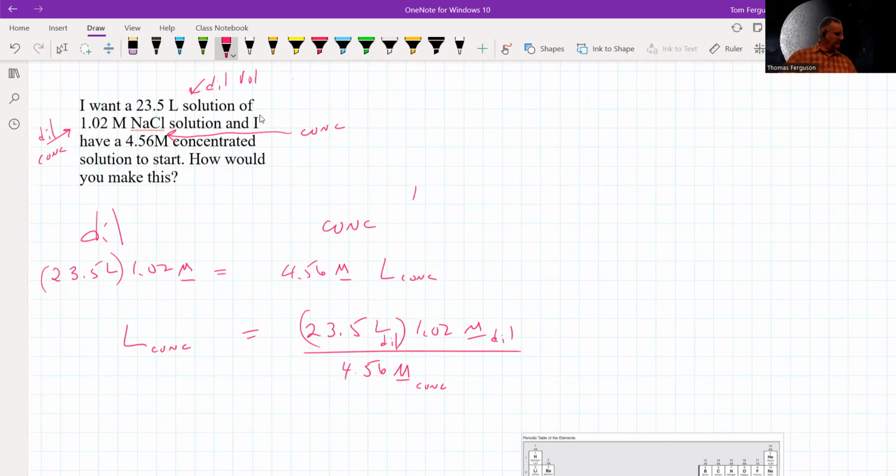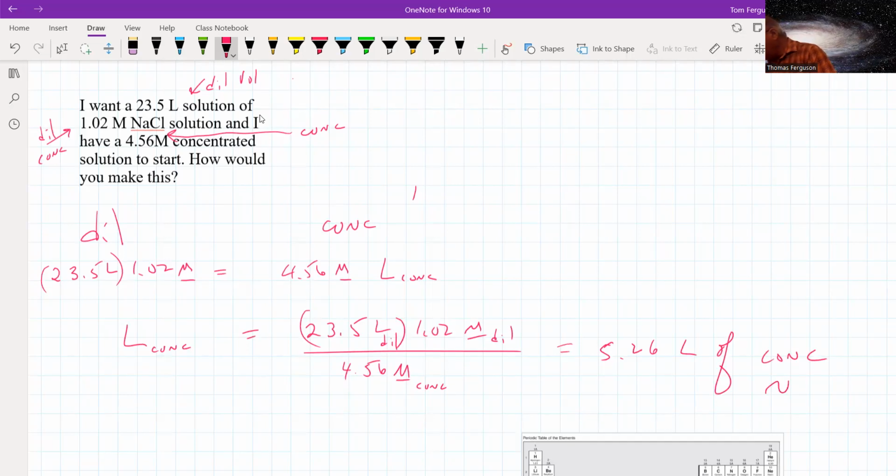So that's 23.5 times 1.02 divided by 4.56. Okay, so that's 5.26 liters of the concentrated sodium chloride. So directions.